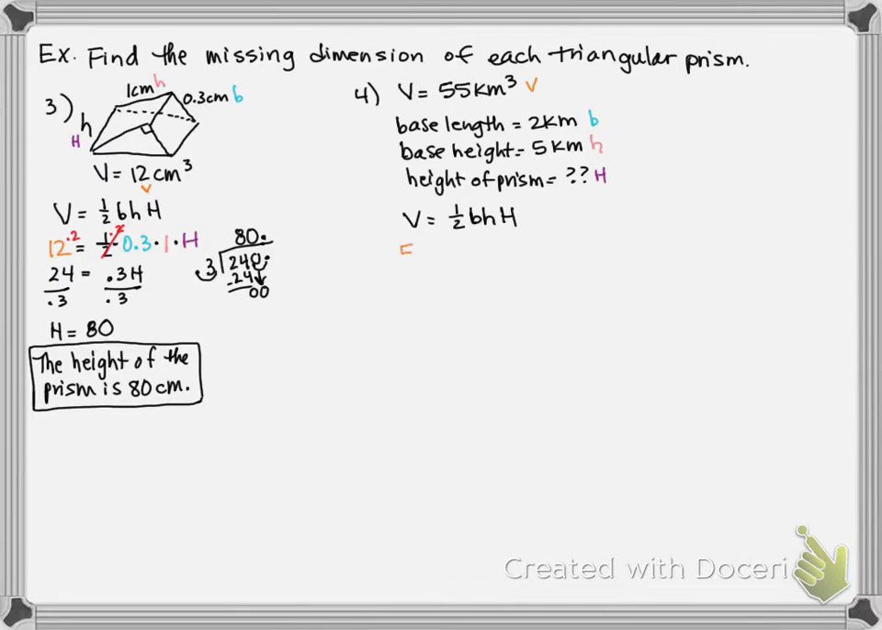So 55 goes in for v. And then we have 1/2. Oh my goodness, I think my kitty's having a dream. I just heard her go brrr.